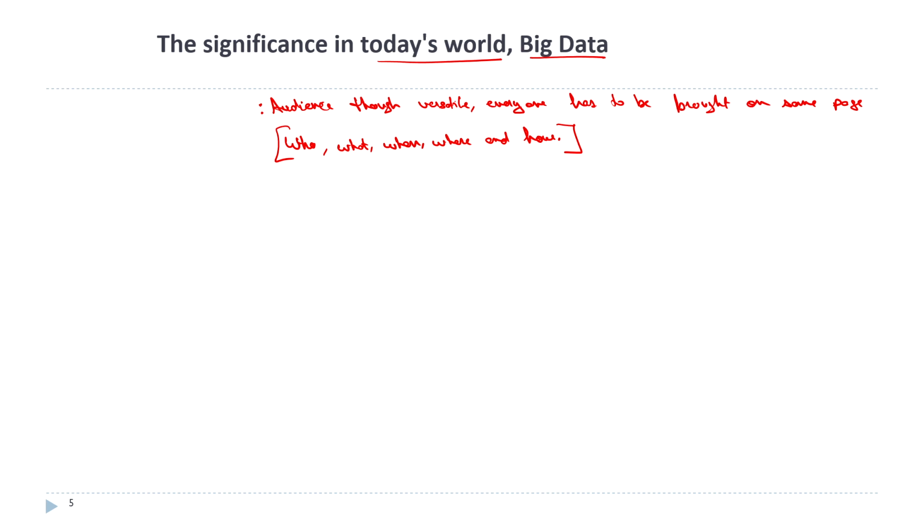So data visualization, if I say in big data, it sits between the data analysis and you need to have storytelling. So here we have data visualization.